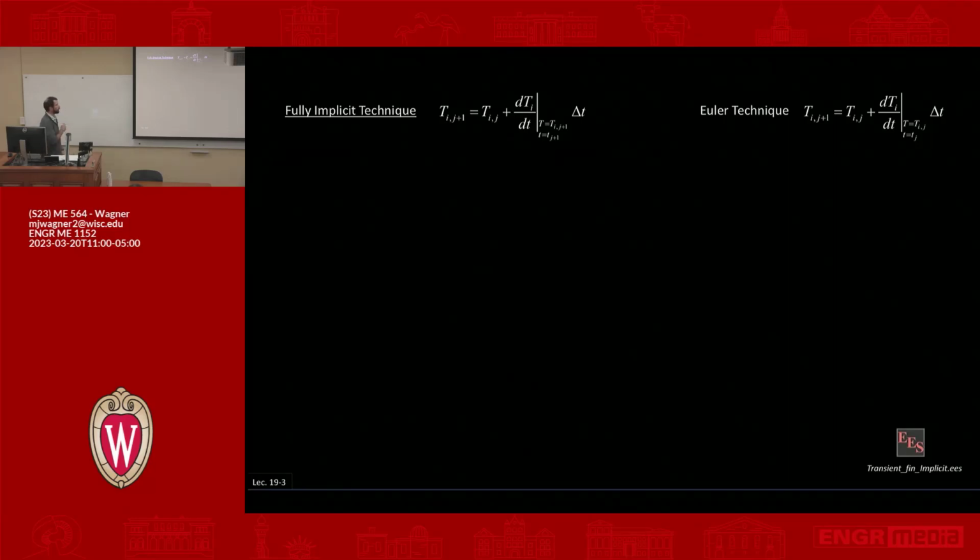So the fully implicit technique, just a reminder on what this one is. Fully implicit says, I'm going to evaluate the temperature for j plus 1, starting from Tij, but making the evaluation of the derivative at the end of the time step. So again, if you look here, this derivative is evaluated using the temperature vector at the end of the time step, which we don't know. That's the same as this one here.